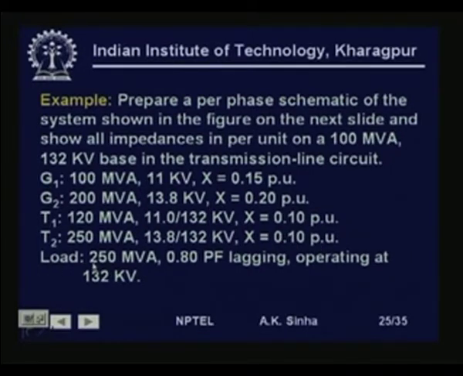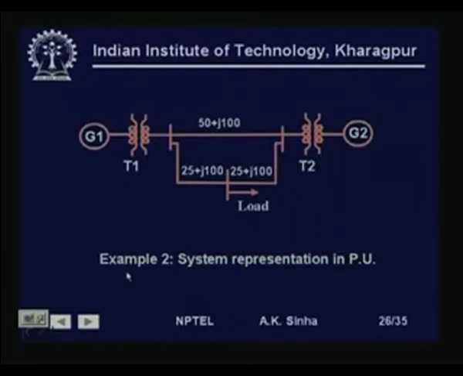We have a load connected to the system which has a value of 250 MVA at 0.8 power factor lagging and operating at 132 kV. So, this is our system. We have a generator G1 connected through a transformer T1 to this bus and a generator G2 connected through transformer T2 to this bus. These two transformers are step up transformers, and we have 3 transmission lines working at 132 kV and a load of 200 MVA at 0.8 power factor lagging connected at this bus.